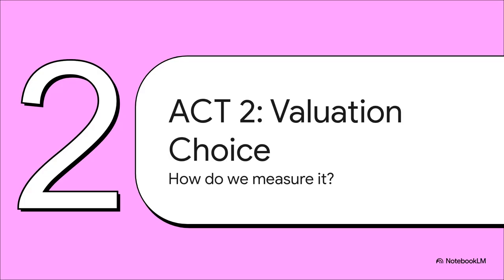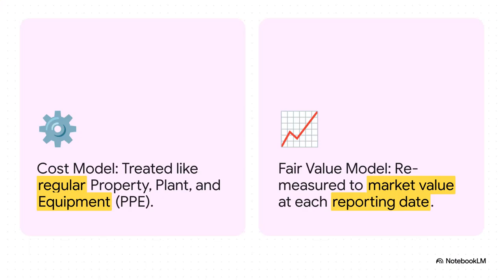Okay, moving on to Act 2, the valuation. So you've correctly identified your investment property. Awesome. Now you have a huge choice to make. How are you going to measure this thing? And this isn't some tiny detail. It's a major policy choice that completely changes how your financial statements look. You basically come to a fork in the road. You can go with the cost model, or you can go with the fair value model.